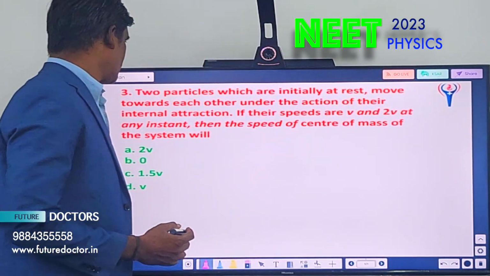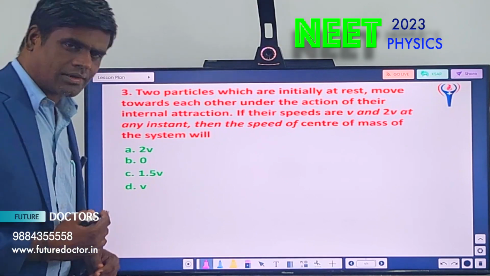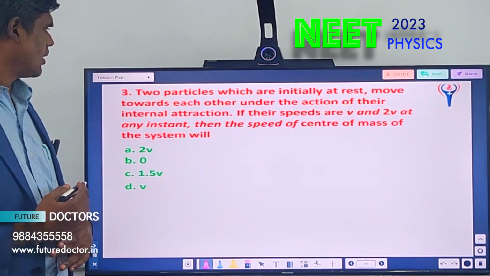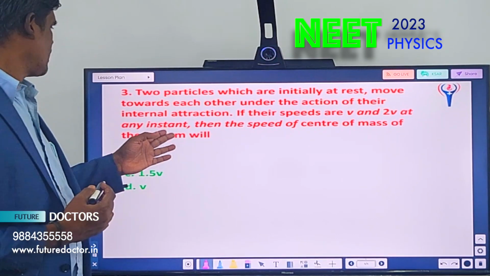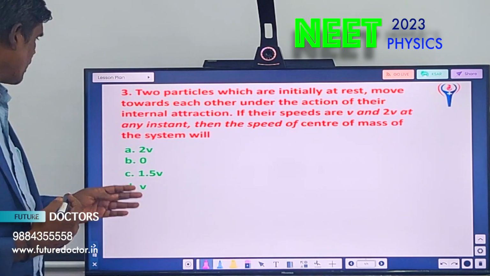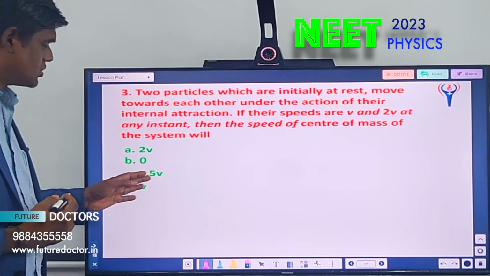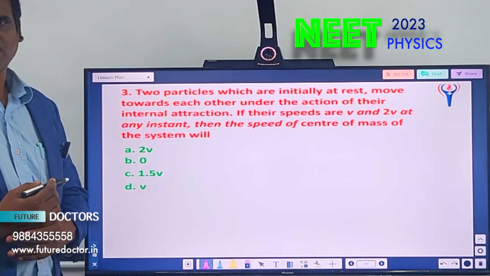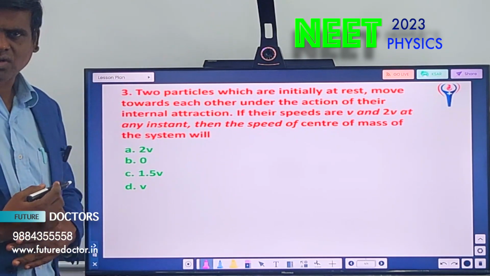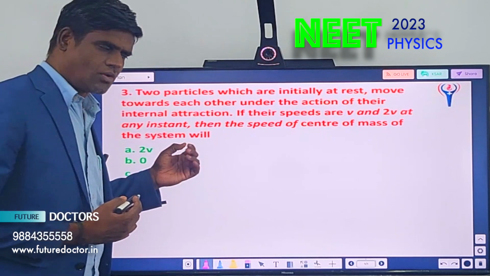Let's move to question number 3. Two particles which are initially at rest move towards each other under the action of internal attraction. If their speeds are v and 2v at any instant, then the speed of center of mass of the system will be dash. A option 2v, B option 0, C option 1.5v, D option v. Here we should know the formula for speed of center of mass. By using that idea, we will solve this question.